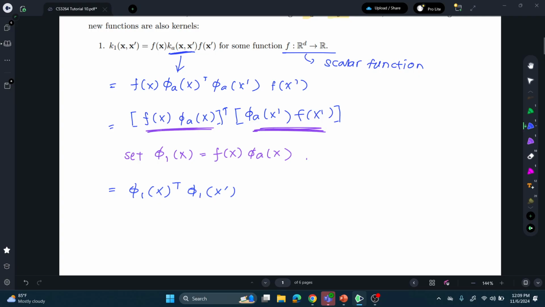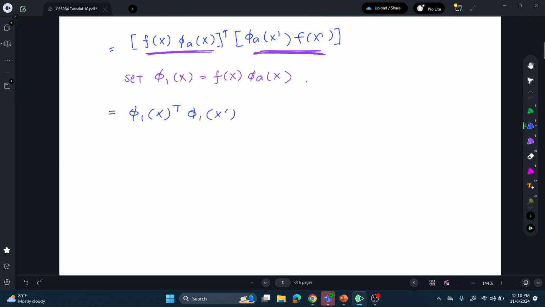Any questions on this? So what I did here is I used the definition of a kernel to deconstruct your Ka into your phi a and phi a, phi a of x and phi a of x prime. Then afterwards, I constructed a new mapping so that I can rewrite K1 in terms of two kernel mappings. That's basically the goal of this problem.